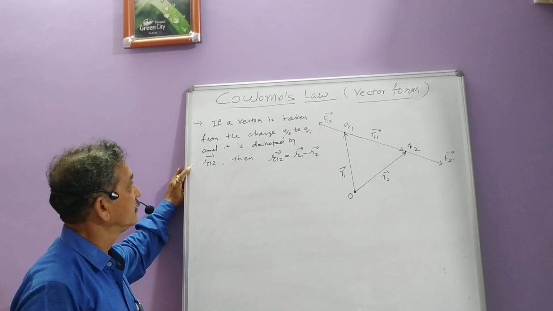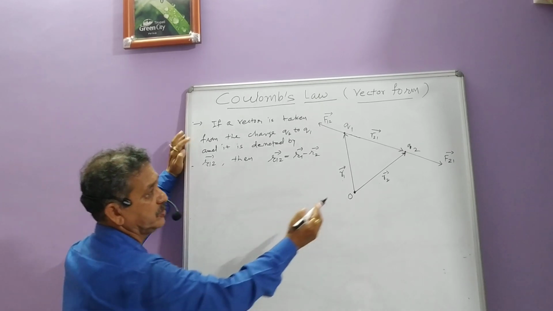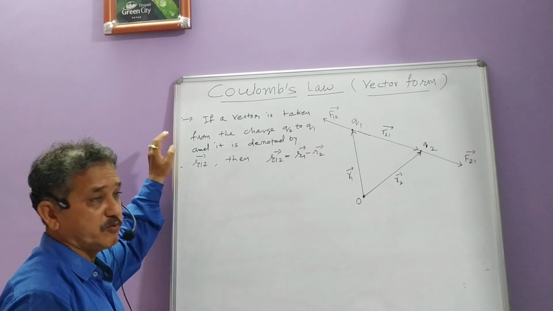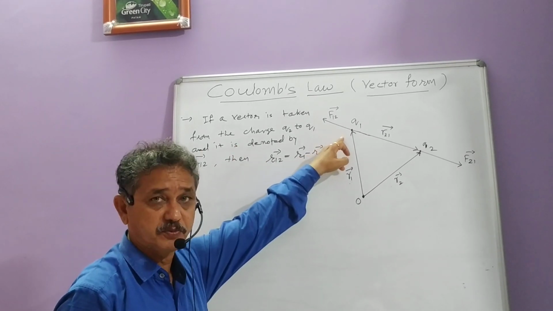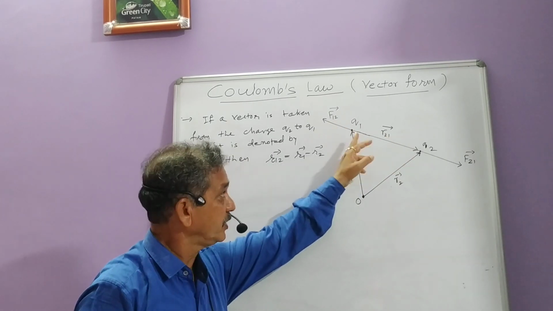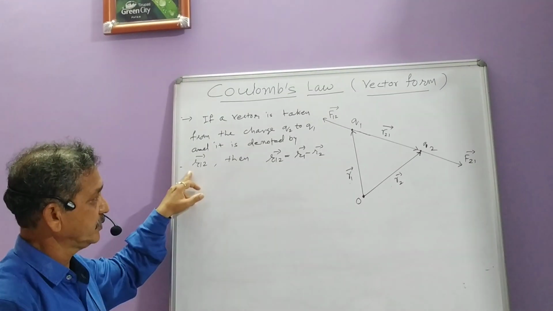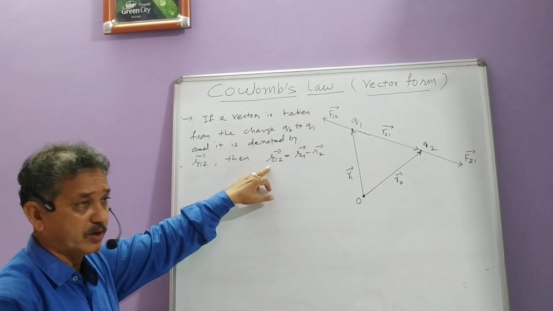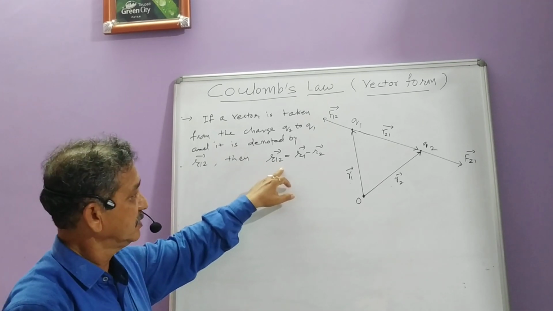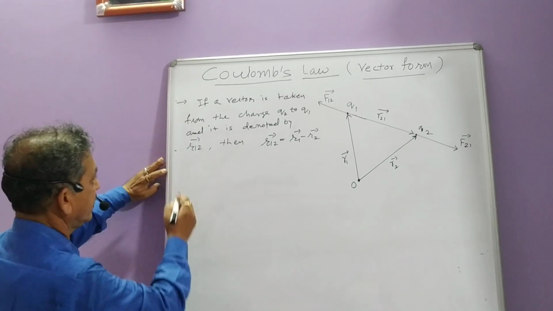Now, if a vector is taken from the charge q2 to q1, so here we are taking the position vector of charge q1 with respect to q2. So it is denoted by the symbol vector r12. And this vector r12, according to the triangle law, as I have explained earlier, can be written as vector r1 minus vector r2.